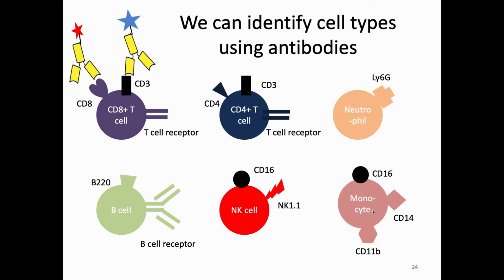And we just use antibodies against those proteins in order to distinguish our cells of interest. So if I wanted to detect CD8 T cells in the blood, I would use an antibody against CD3. That would bind to all T cells, both my CD4s and my CD8s. And I would use an antibody against CD8. And then I would look for cells that had both antibodies bound.